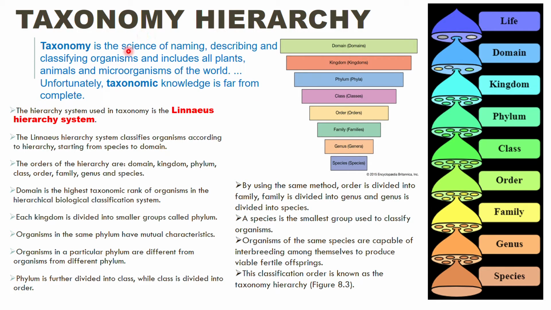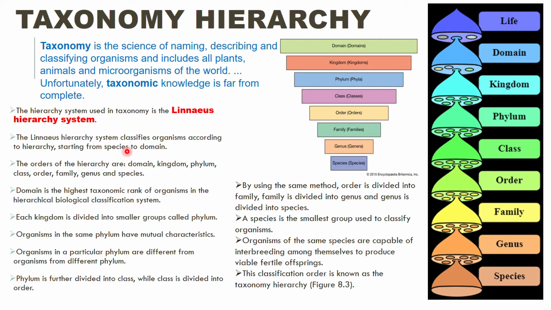Alright, in this video, we are going to look at taxonomy hierarchy. And first, let's define taxonomy. It is the science of naming, describing, and also classifying organisms. And that includes all the plants, animals, and microorganisms. So the taxonomy hierarchy that we will be looking at is the Linnaeus hierarchy system, which classifies organisms according to hierarchy.